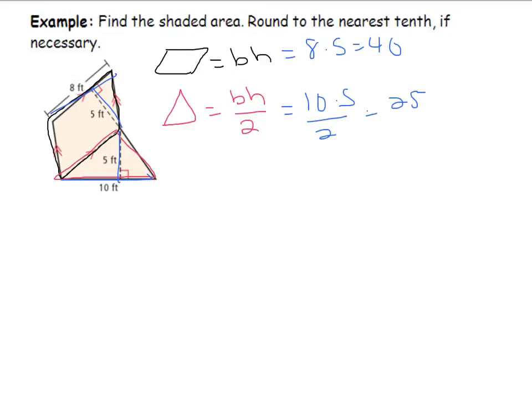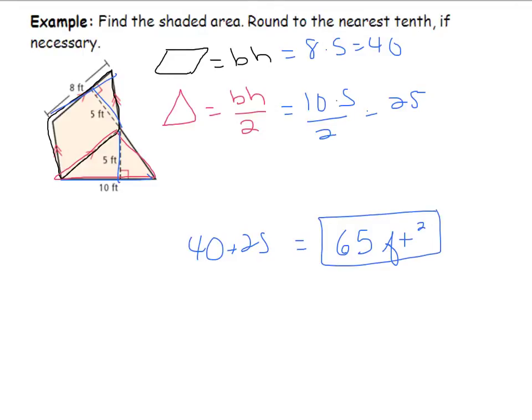And now the shaded region is a combination of these, so 40 plus 25. We get 65, and then don't forget your feet squared. Don't overcomplicate this, you guys. Try to make it as easy as you possibly can. It might take a minute to actually figure out that these two shapes make up all of this together, but that's the whole part of this. That's the hardest part of actually doing these problems.